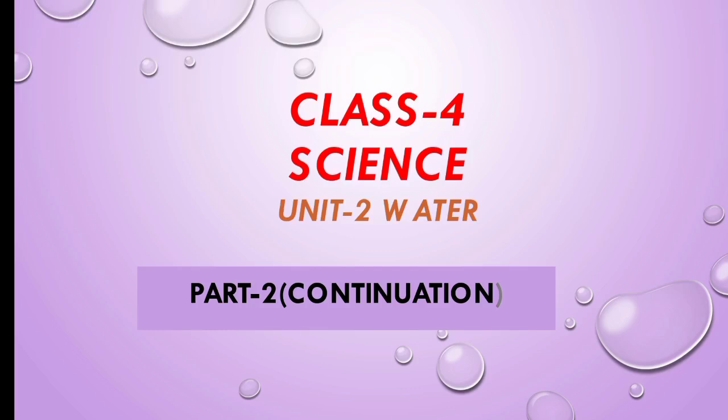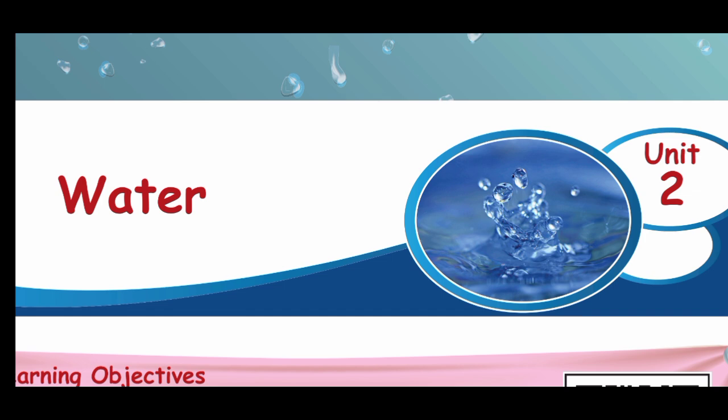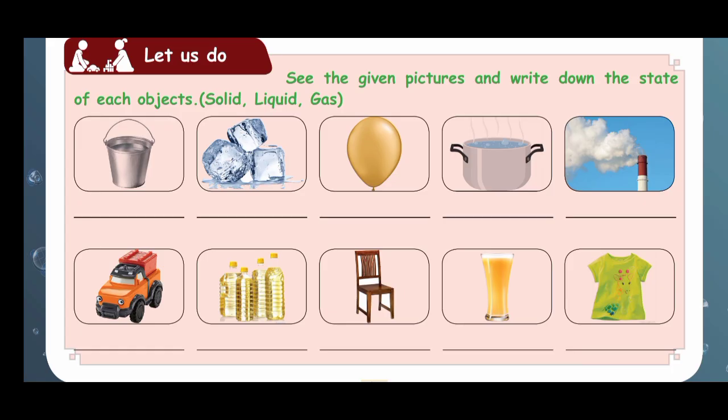In this video we are going to see class 4 science unit 2 water part 2 continuation. Let us do. See the given pictures and write down the state of each object: solid, liquid, gas. Okay, we are going to name the pictures.